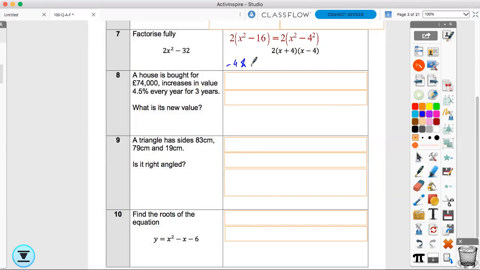So even if you couldn't remember difference of two squares, you should be able to factorize by knowing that this is ax squared plus bx plus c, where b equals 0. And the two numbers, if you times them they give you negative 16, are a negative 4 and a positive 4, especially as you've got to add them to get 0.